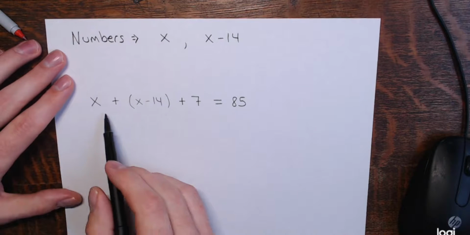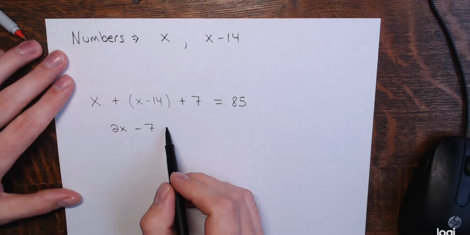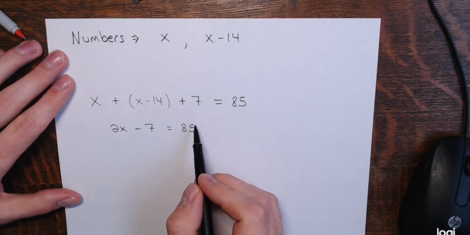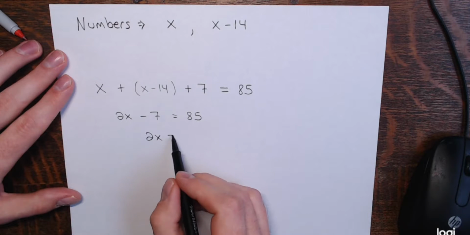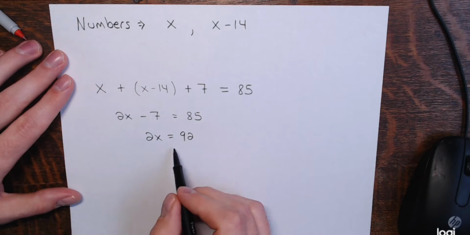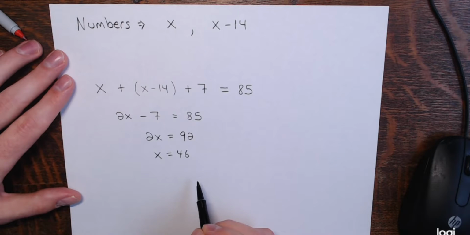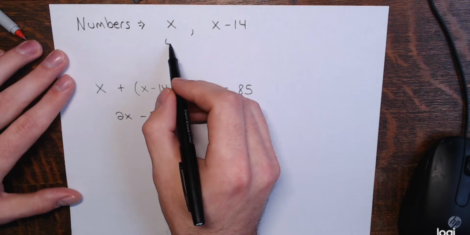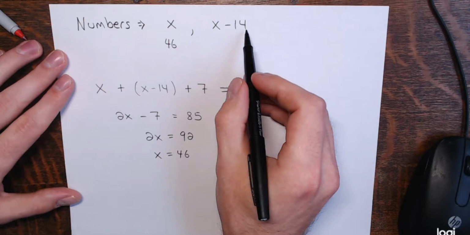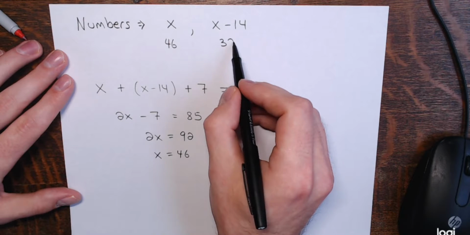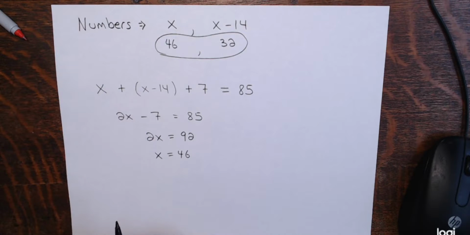Alright, so easy enough here. You got 2x over here, and then negative 14 plus 7 would be minus 7 equals 85. Just combining like terms, and then adding 7 to both sides, we get 2x equals 92. Dividing by 2, x equals 46. So this number that I just called x is 46, and then this other number is 46 minus 14, which would be 32. And there you go. These are the two numbers they're asking for, 46 and 32.